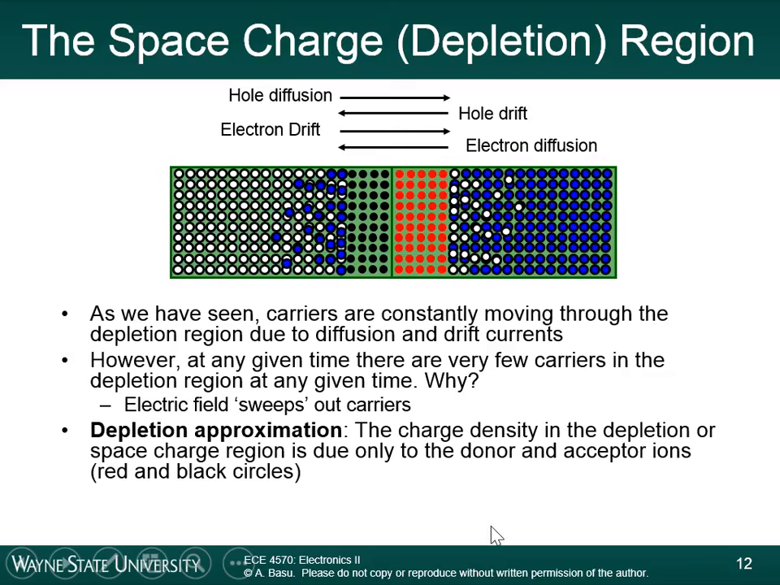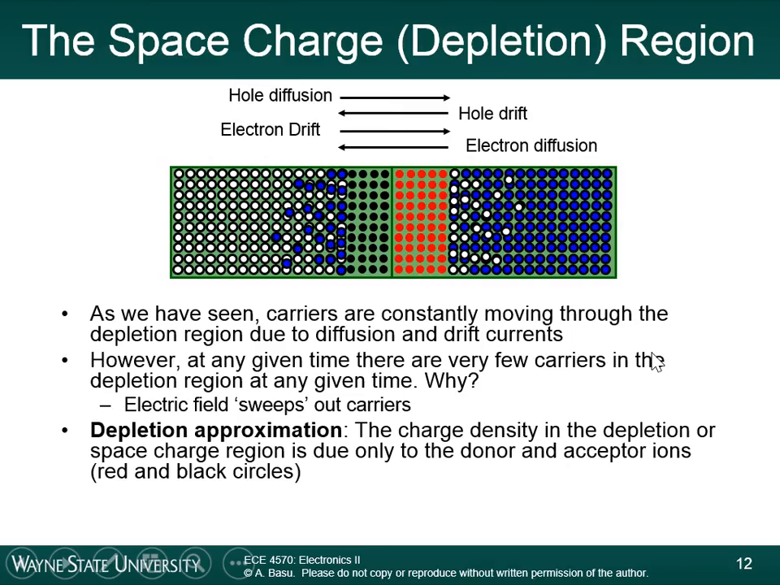So we're going to calculate what that electric field is today. We're going to calculate what the charge densities are, and ultimately we're going to find a way to figure out the built-in potential and how it is related to the width of the junction.